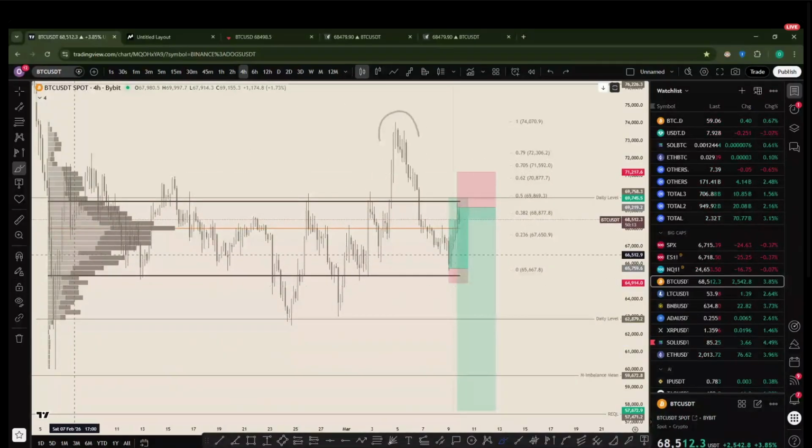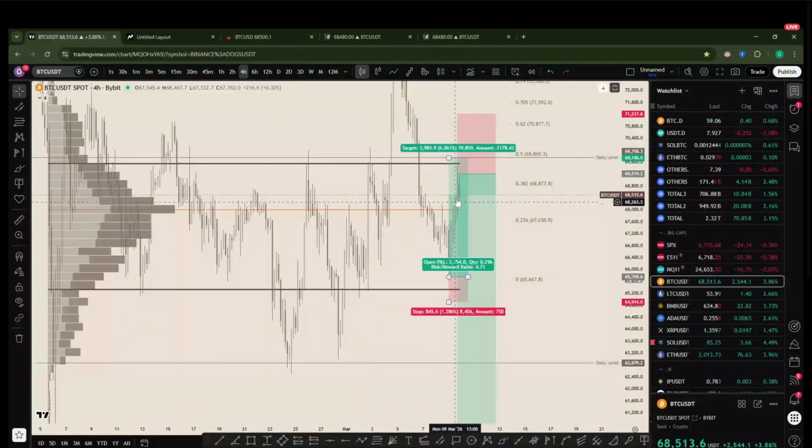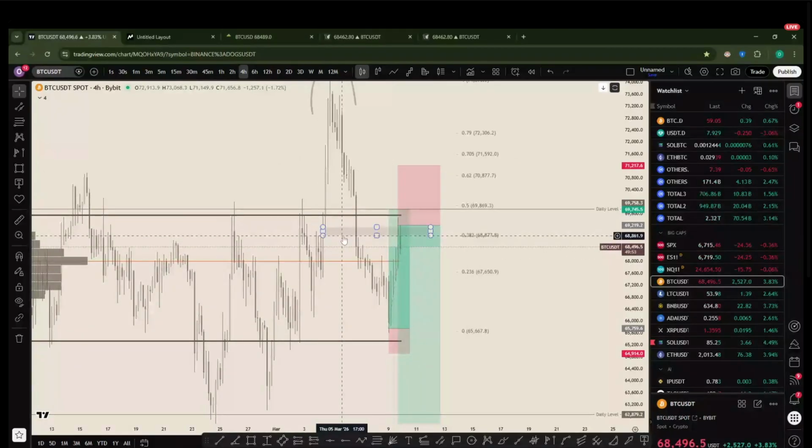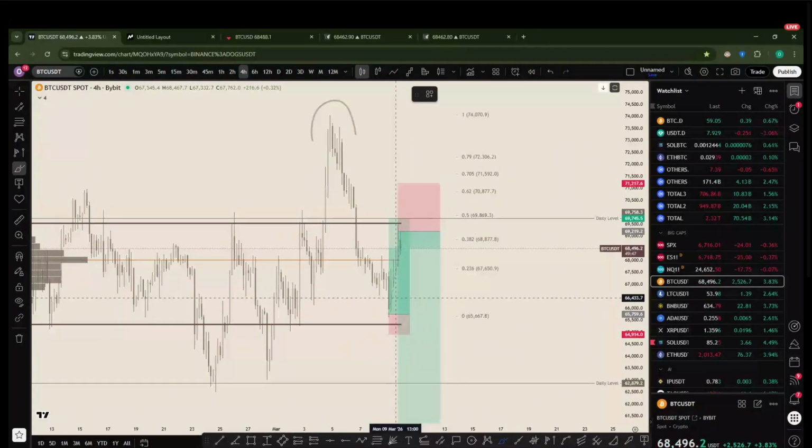The first is the value area high of this monthly volume profile. The second is the 0.382, and the third is that you had a very, very small inverse. Let me just draw this. Inverses are something most people neglect, but these are extremely good POIs and confluences, and you had this 4 hour inverse around this level. So yeah, we long the bottom.